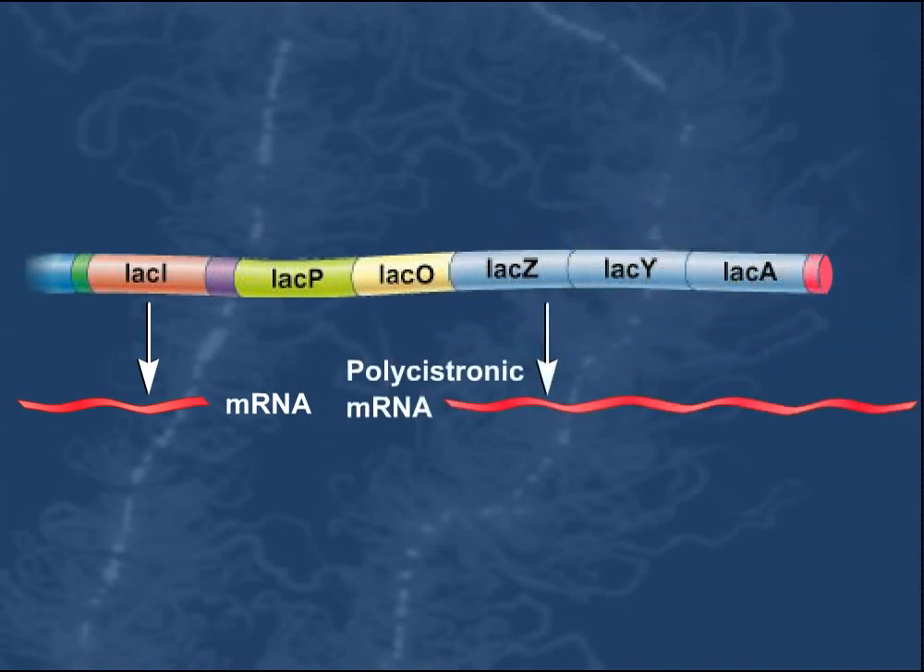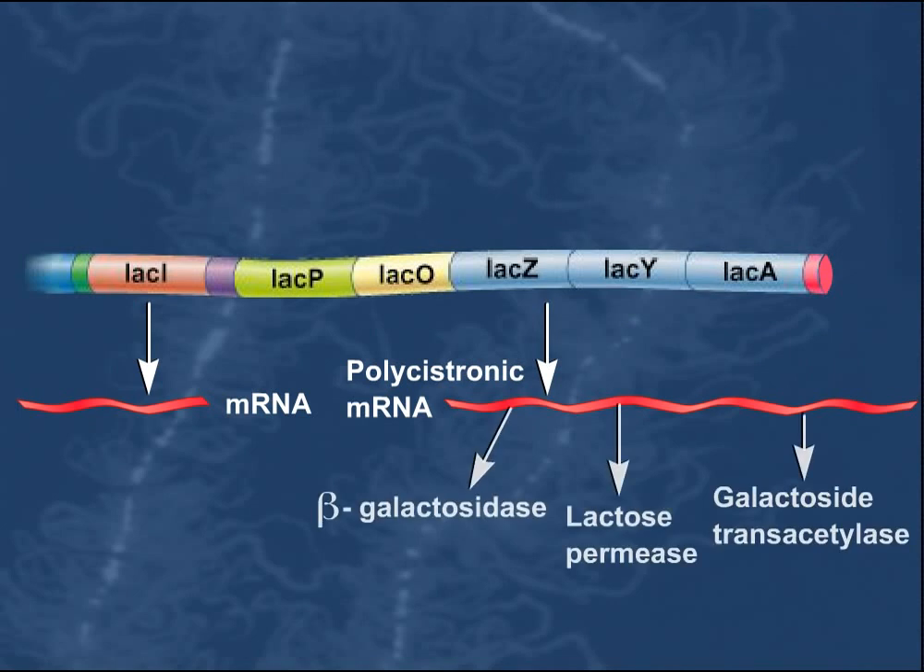This polycistronic messenger RNA is then translated to produce the beta-galactosidase, lactose permease, and galactoside transacetylase proteins. Therefore, the induction of the Lactose Operon enables the bacterium to efficiently transport lactose into the cell and metabolize it.